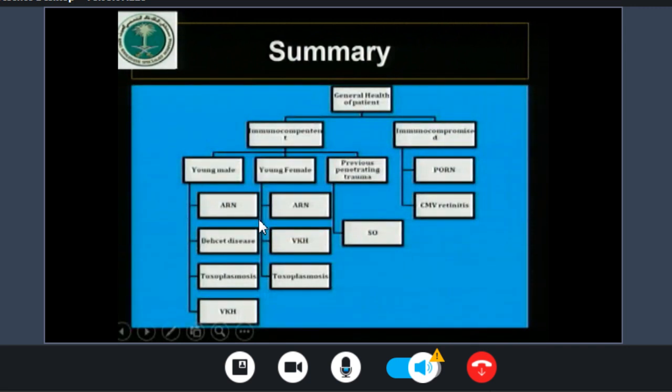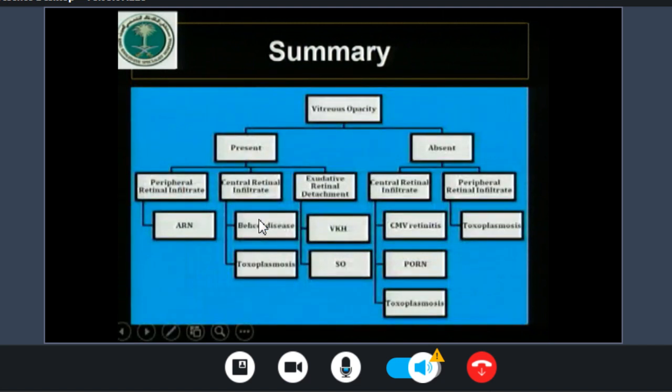To make it simpler, look at the general health of the patient. If he is an immunocompromised or immunocompetent patient, then consider, in young males, acute retinal necrosis, Behçet disease, toxoplasmosis, or VKH. If the patient is female, then look for acute retinal necrosis, VKH, and toxoplasmosis. If the patient has a history of previous penetrating trauma, think about sympathetic ophthalmia. If the patient is immunocompromised, then we have to consider PORN and CMV retinitis.